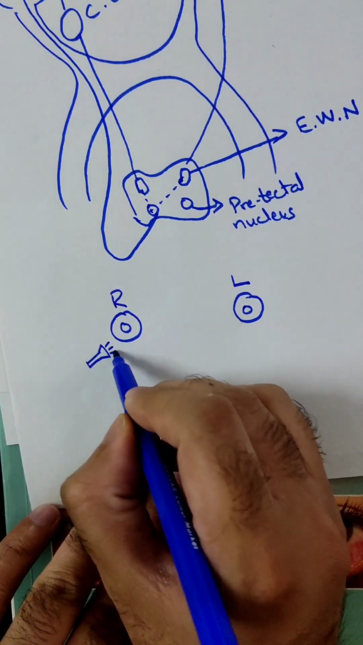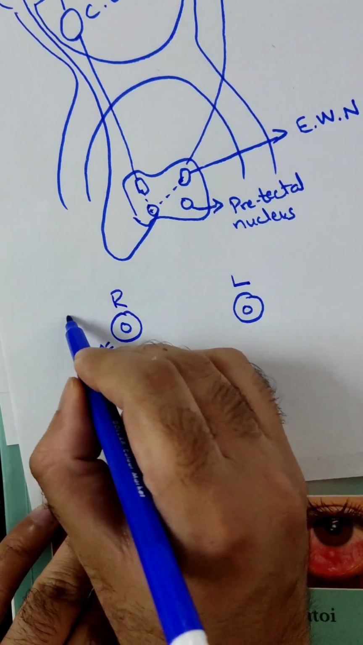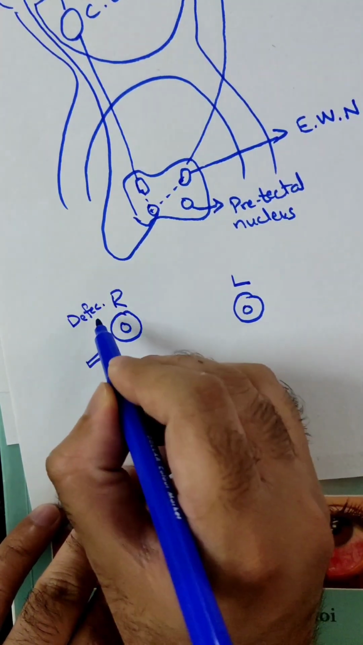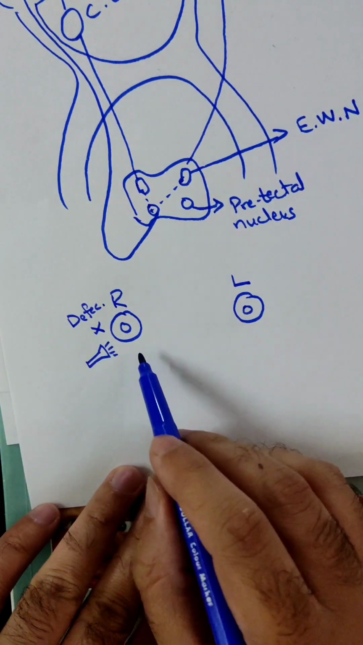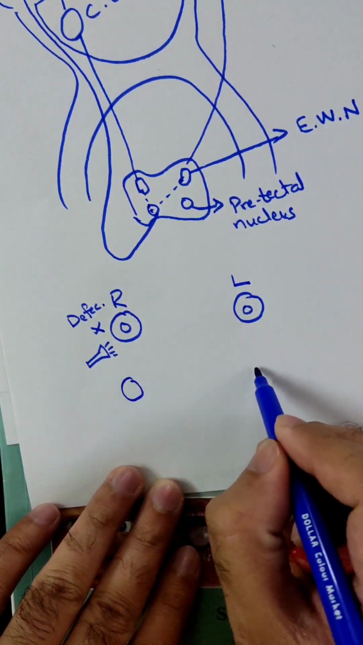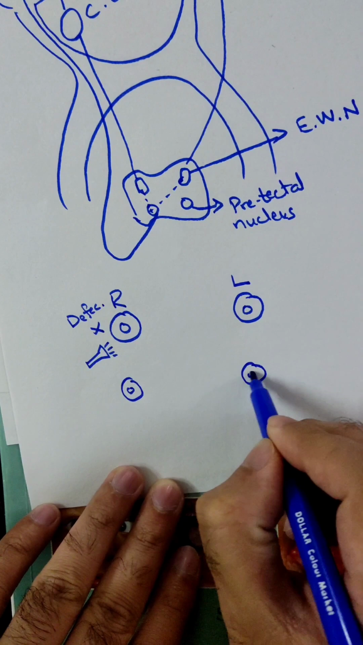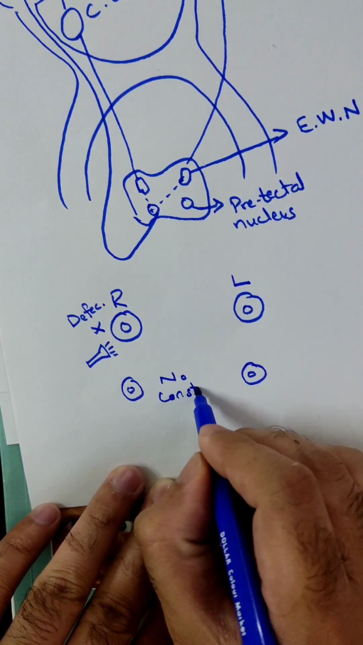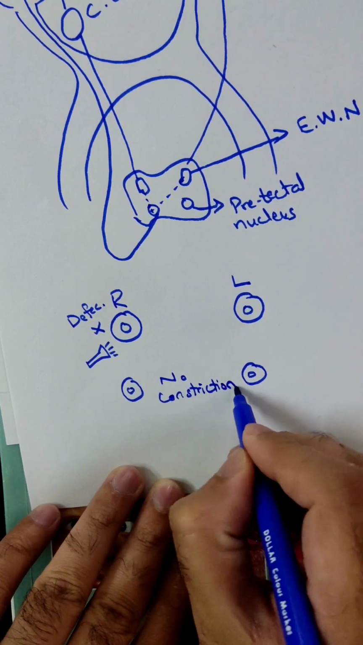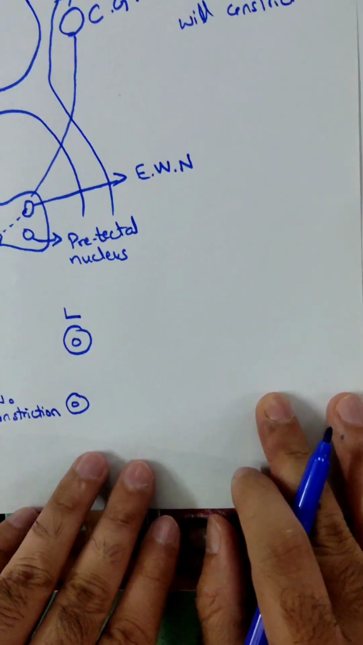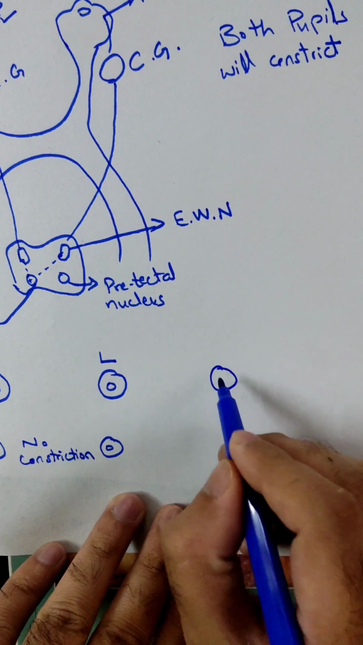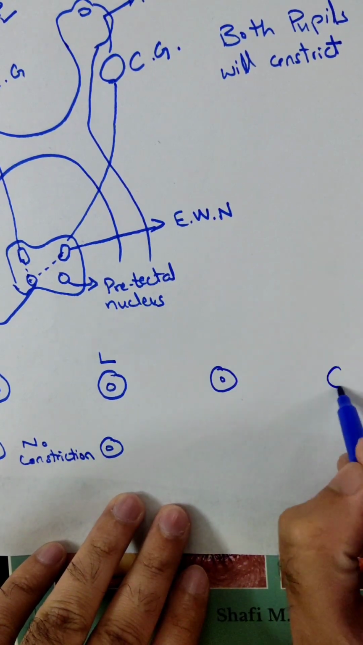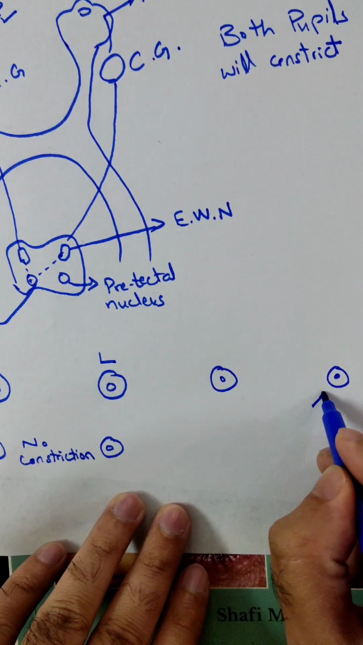And I'm going to discuss this again with another example so this gets more clear, the same scenario, but I'm discussing it with the pupils only, just to make it easier. So in this case, no constriction because the right eye is defective, the afferent fibers are defective. I'm talking about the afferent, not the efferent. So no constriction in both of the pupils.